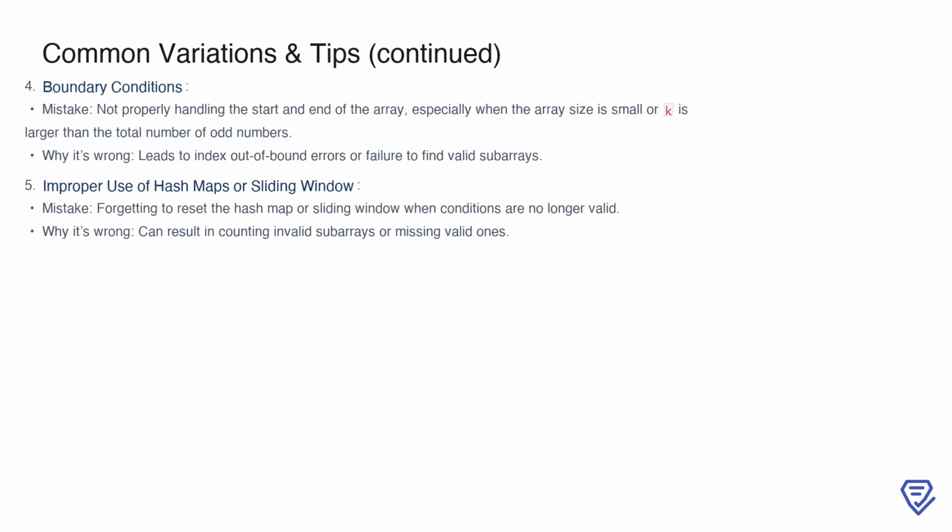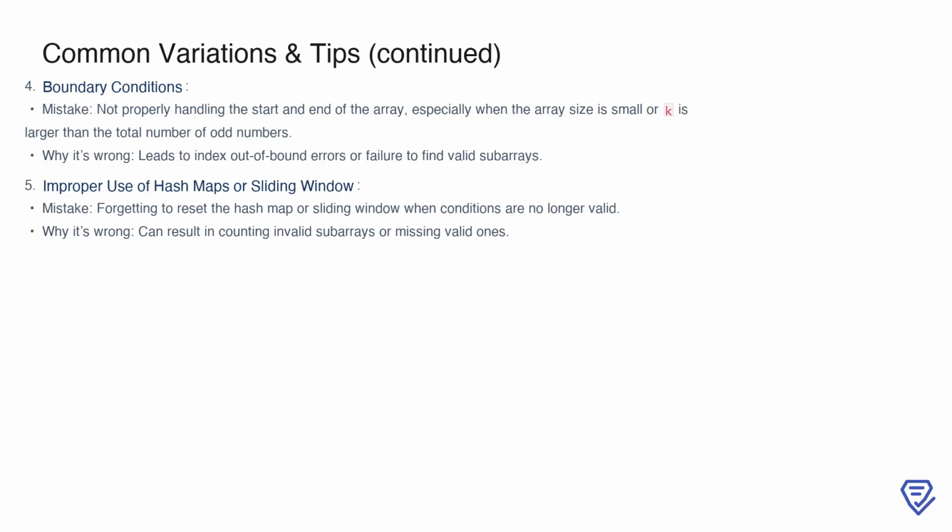Another area where mistakes happen is handling boundary conditions. If the start and end of the array aren't managed properly, especially when working with small arrays or when k exceeds the total number of odd numbers, you may encounter issues like index out-of-bound errors or fail to identify valid subarrays. It's essential to carefully manage these edge cases.